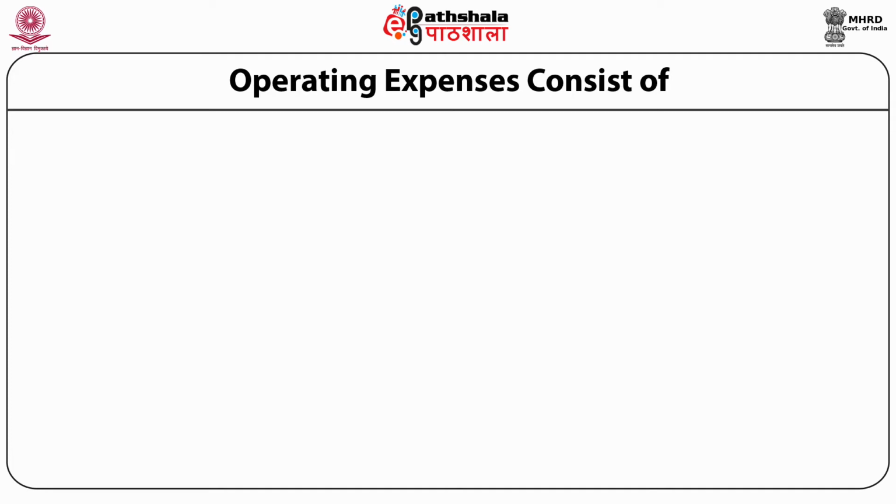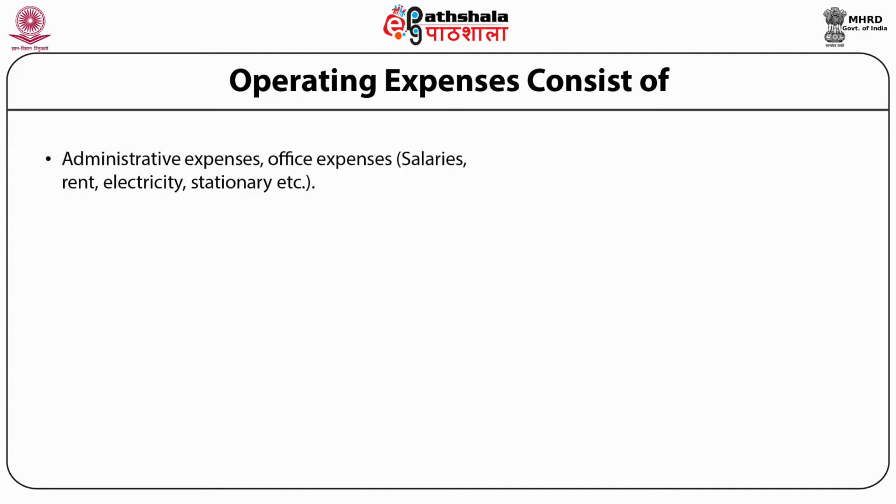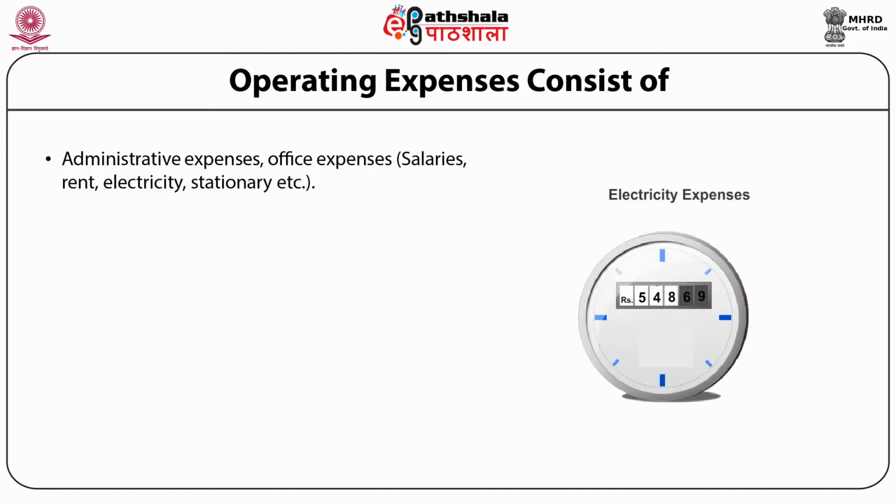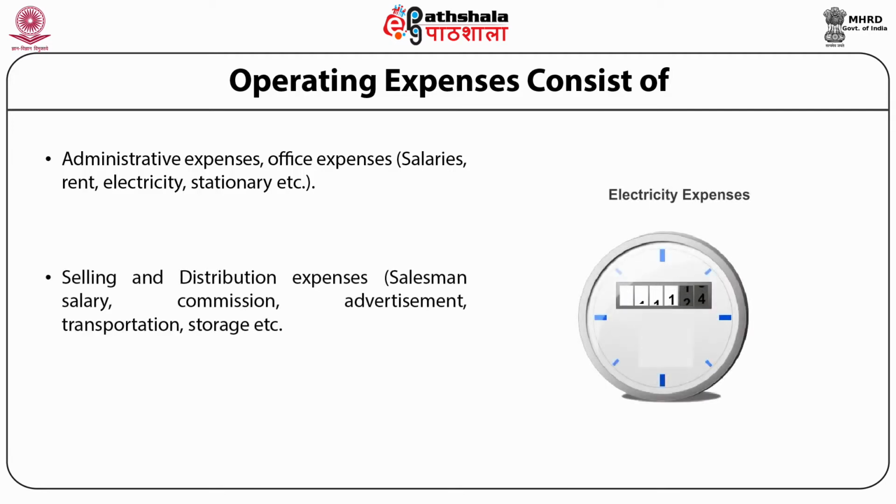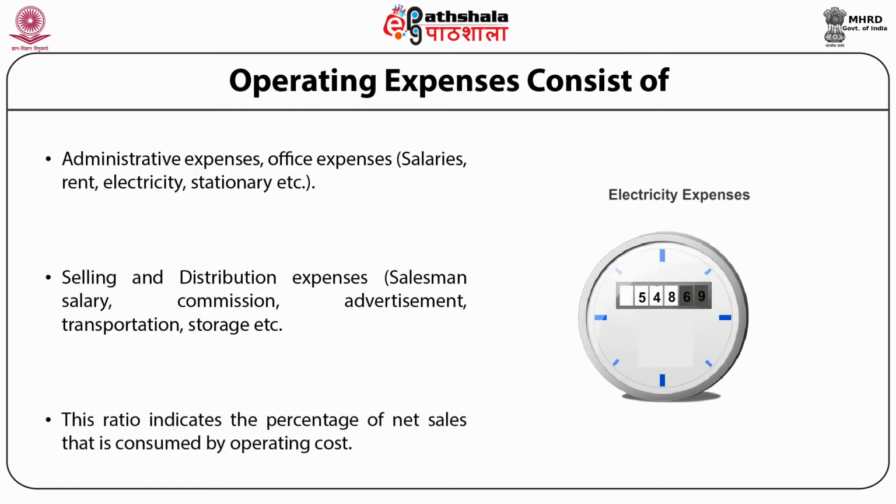Operating expenses consist of administrative and office expenses such as salaries, rent, electricity, stationery, etc., and selling and distribution expenses such as salesman salary, commission, advertisement, transportation, storage, etc. This ratio indicates the percentage of net sales that is consumed by operating cost.